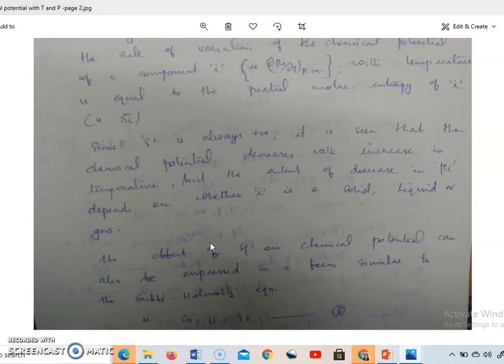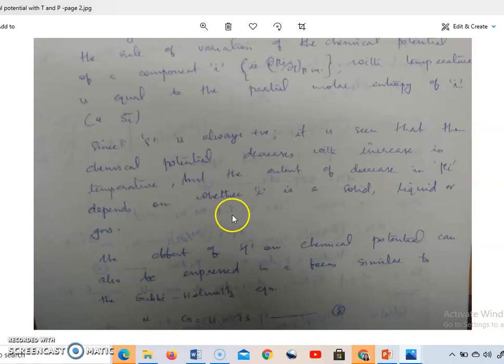Since S is always positive, it is seen that the chemical potential decreases with increase in temperature. But the extent of decrease in mu i depends on whether i is a solid, liquid or gas. Okay, so the change in entropy and mu i change would depend on the state of the sample or matter, whether it is a solid, liquid or gas.